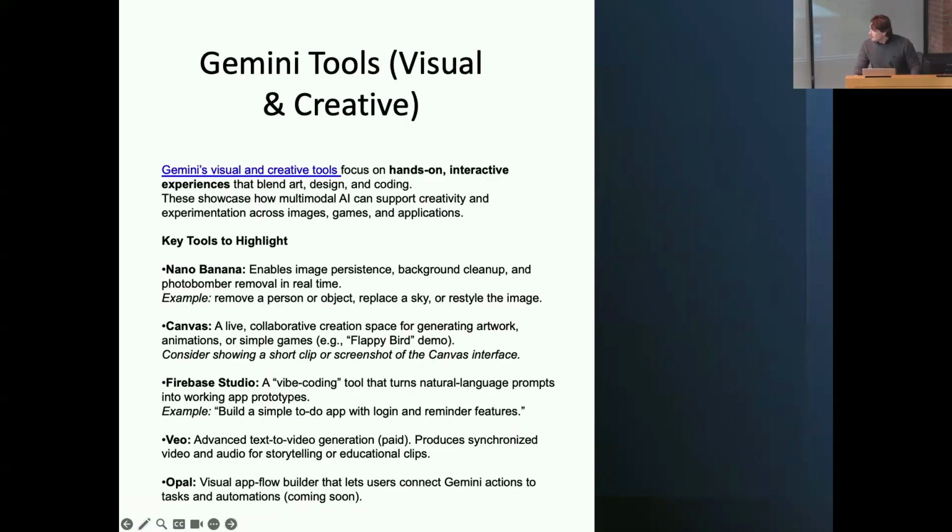So let's go over the Gemini creative and visual tools first. These will be Nano Banana, Canvas. We'll lightly touch on Firebase Studio. We'll maybe look at Veo. Opal is the product that is soon to come out, and that's for creating agents on a drag and drop system. I had access to it last week and they removed it from me, so I think it's going to come out maybe next week.